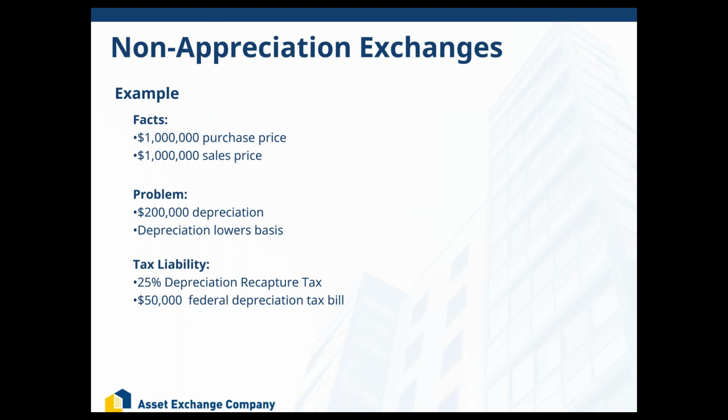Here's a quick example of how that could work. Let's say the client says, I bought my property at the height of the market for $1 million. I've owned it for years, and now I'm going to sell it for $1 million. Again, on the surface, there's no gain, so no reason to do a 1031 exchange. But here's the potential problem. Let's say that for the lifetime they owned the property, they took $200,000 worth of depreciation. When they go to sell the property, they're going to be hit with a 25% depreciation recapture tax on that $200,000. That's going to equate to $50,000 in taxes when they sell their property.